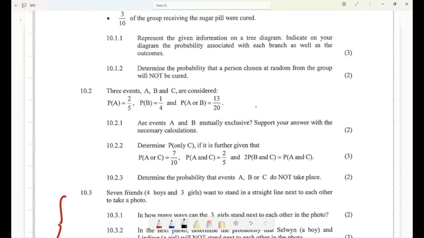They are mutually exclusive when what? We say events are mutually exclusive if the probability of A and B is equal to 0. This is when we say something is mutually exclusive. So we are required to prove whether the probability of A and B is equal to 0 or not. So how can we do that?